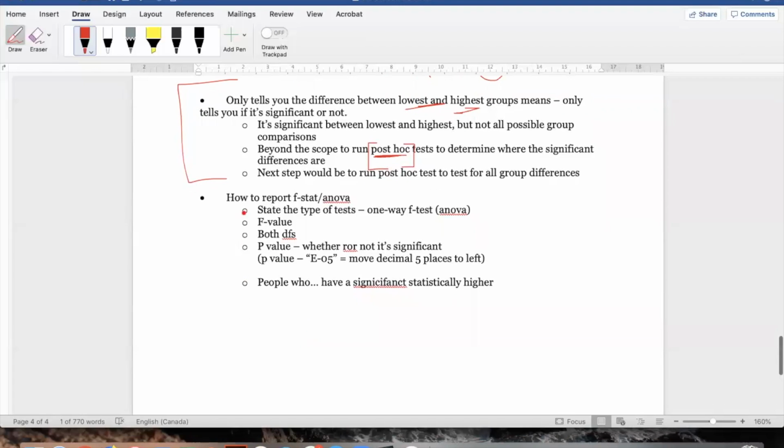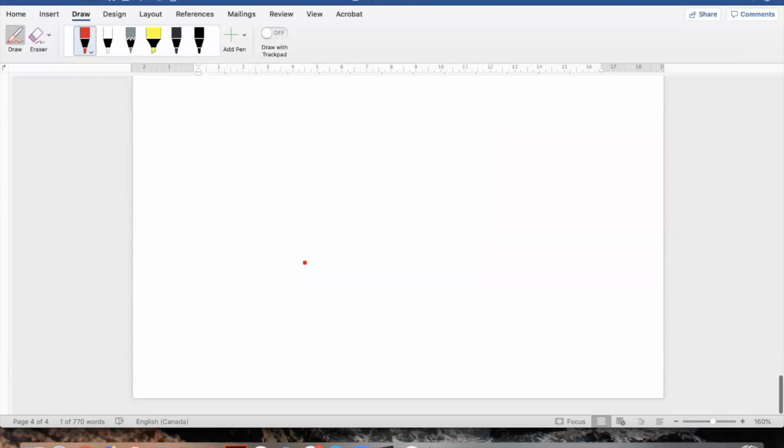Okay, this is again how to report it. We did this with the T-stat, so it's really, really similar.